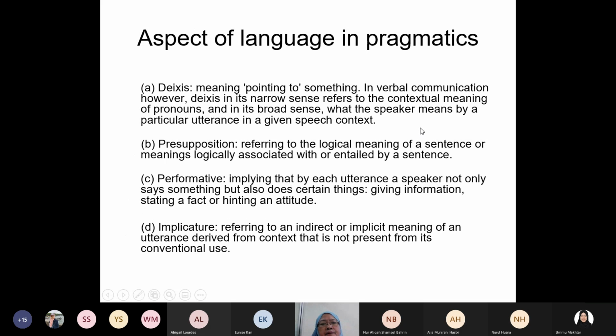All right. So these are the aspects of language that is in pragmatics. Pragmatics, as we know, it is actually the use of meaning in everyday life.